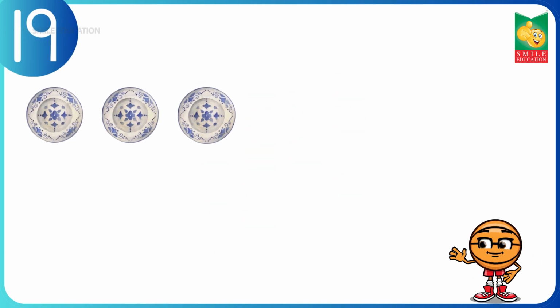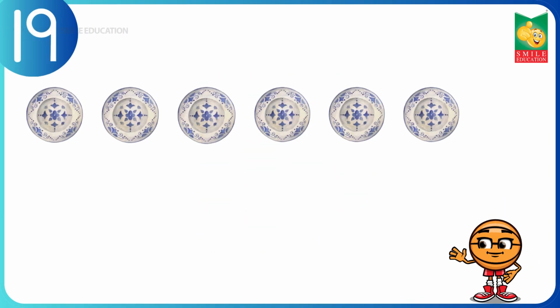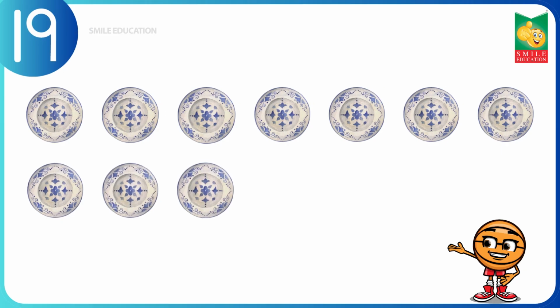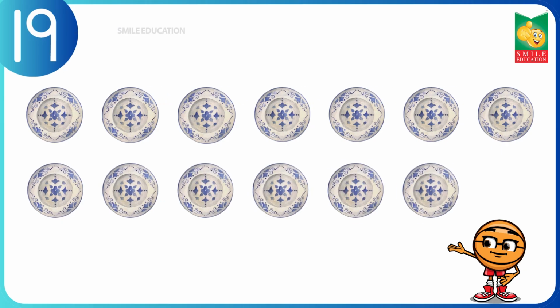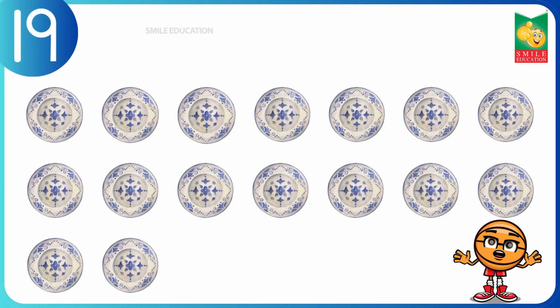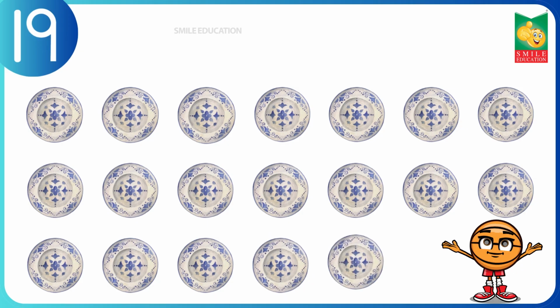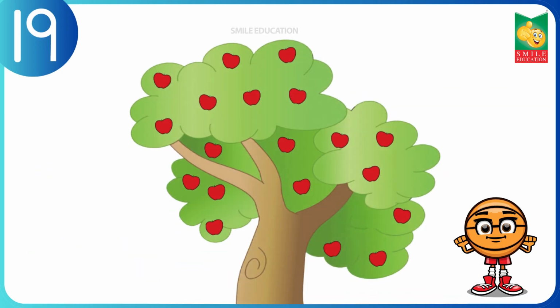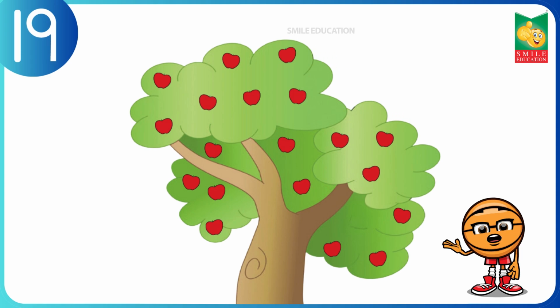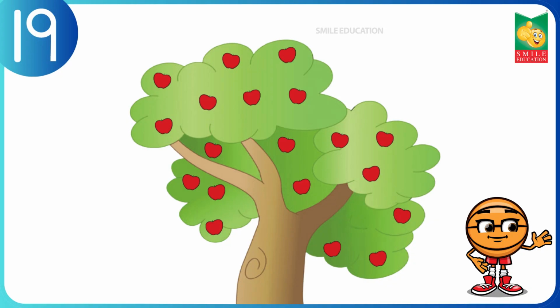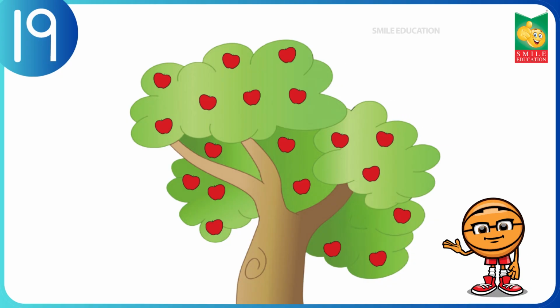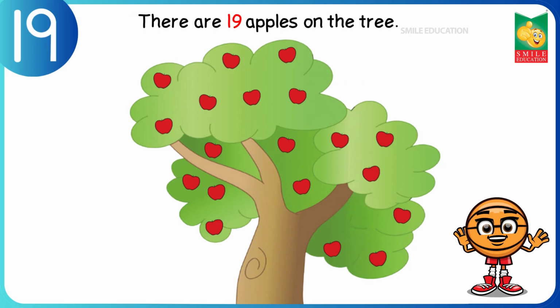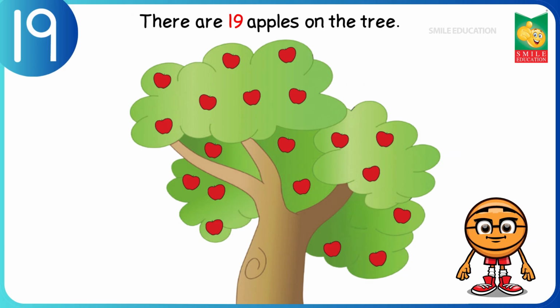1, 2, 3, 4, 5, 6, 7, 8, 9, 10, 11, 12, 13, 14, 15, 16, 17, 18, and 19. 19 plates. 1, 2, 3, 4, 5, 6, 7, 8, 9, 10, 11, 12, 13, 14, 15, 16, 17, 18, and 19. There are 19 apples on the tree.